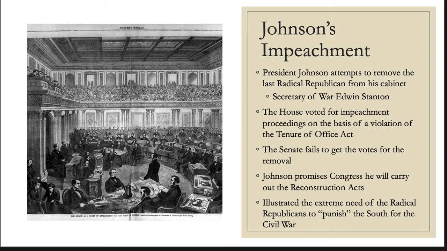Because remember, the executive branch has to enforce the law. So Johnson promises to enforce these laws. This whole impeachment proceeding gets Johnson to kind of be submissive to Congress. And it illustrates the extreme need the radical Republicans had to want to punish the South for the Civil War. Now, every time I've said punish, maybe you've thought of, and it always makes me think of Germany post World War I. That is a recipe for disaster right there. You don't want to punish the loser after a war because it only harbors feelings of resentment.